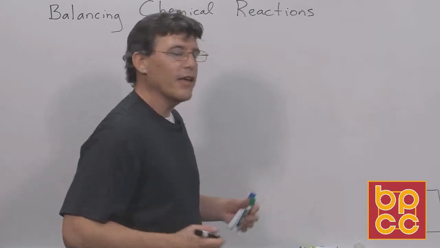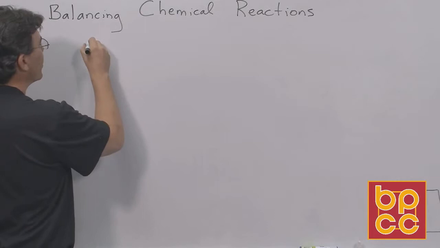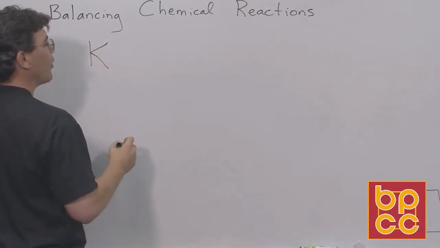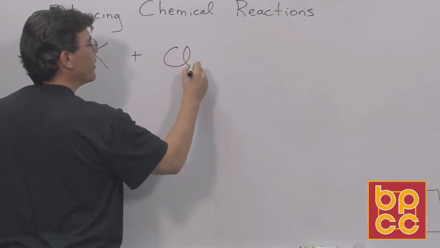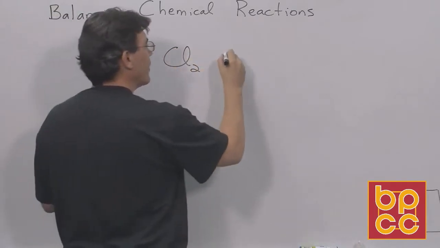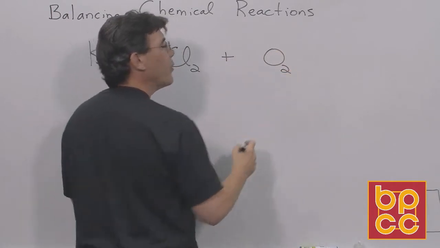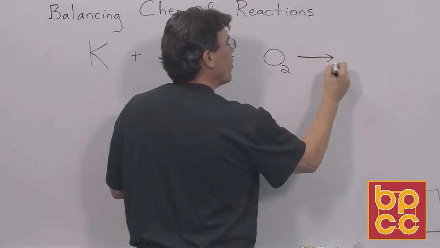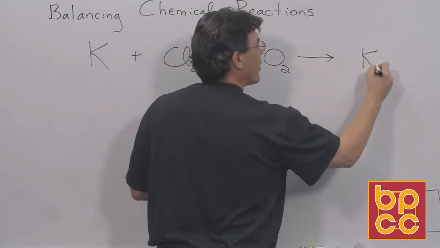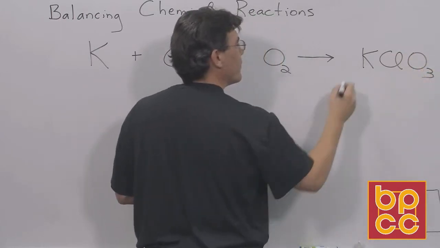So let's take a chemical reaction as an example, a recipe if you will, and let's take some sodium for the first ingredient and some chlorine for the second ingredient, and the third ingredient will be some oxygen. And when we combine those together in the proper fashion, what we find we make is this product called potassium chlorate.